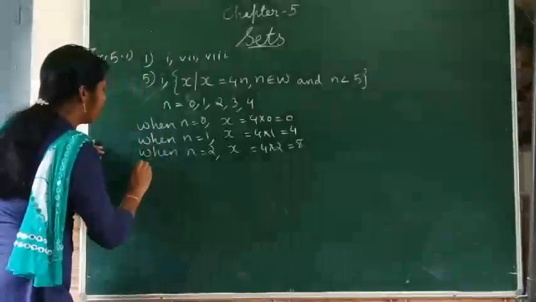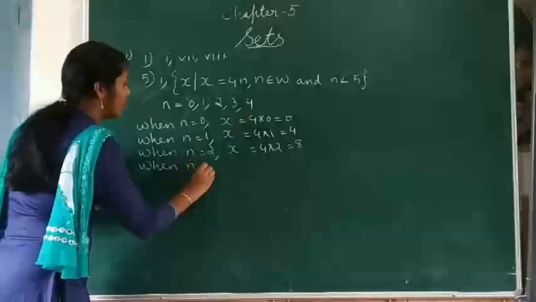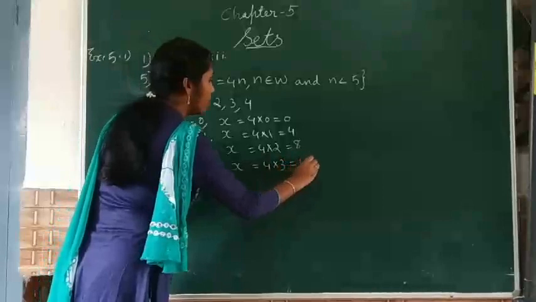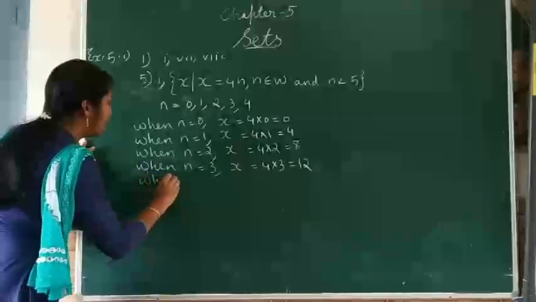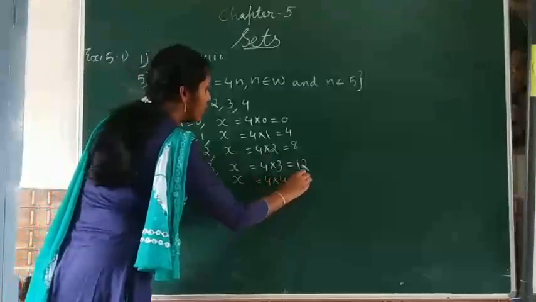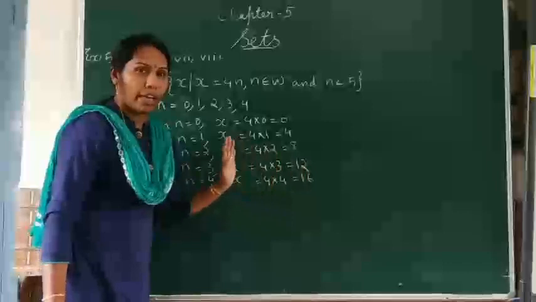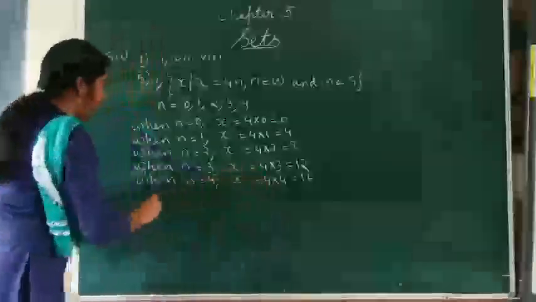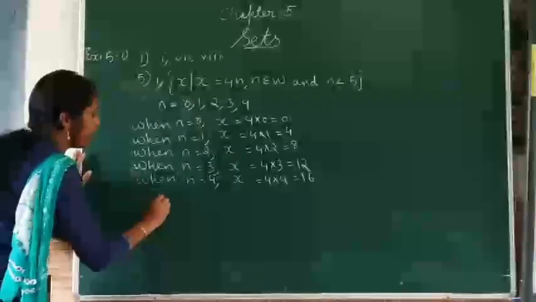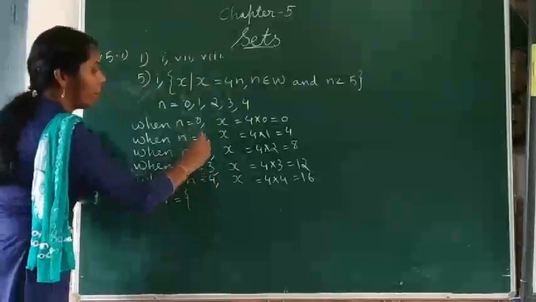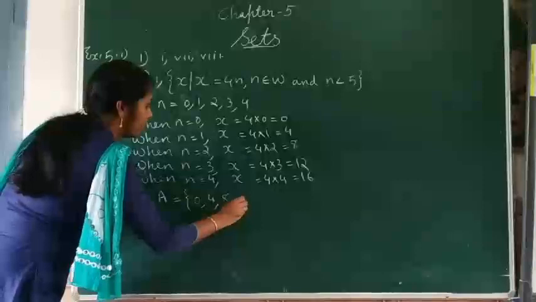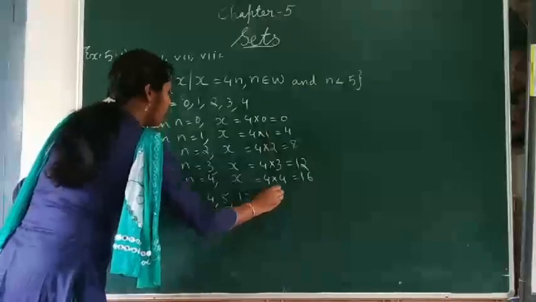When n is equal to 3, x is equal to 4 into 3, that is equal to 12. And when n is equal to 4, x is equal to 4 into 4, that is equal to 16. So these are the values of x. Therefore, the roster form can be written as, for convenience, we can name this set as set A. Set A is equal to {0, 4, 8, 12, 16}. This is the roster form.